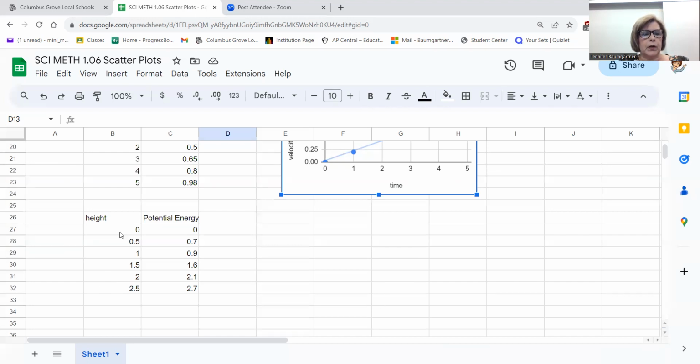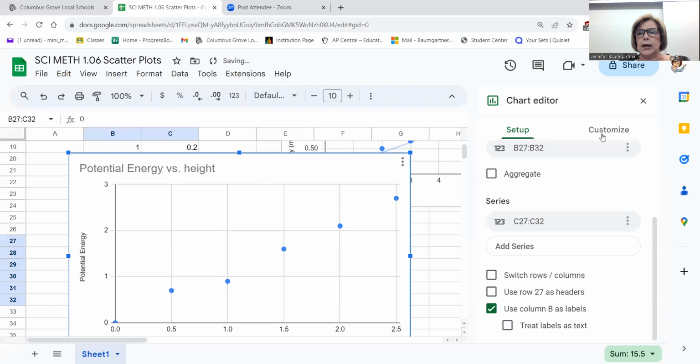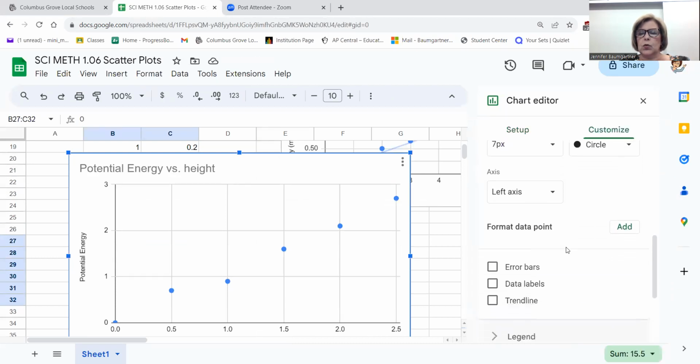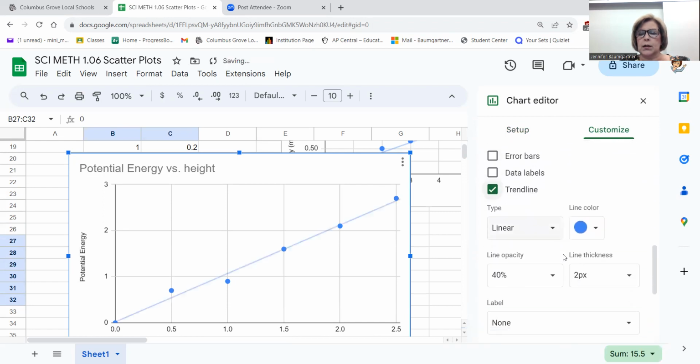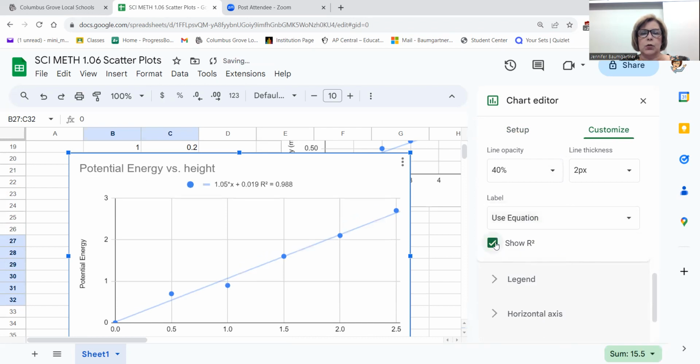Okay, how'd you do? Well, let's select our data. We're going to insert chart. And I'm going to go to Customize, Series, scroll down. I want to add my trend line. The label, I want to use the equation, and I want to do R-squared. So this is the graph you should have created. Your correlation coefficient should be 0.988. Your equation would be 1.05x plus 0.019. That means my slope's 1.05.